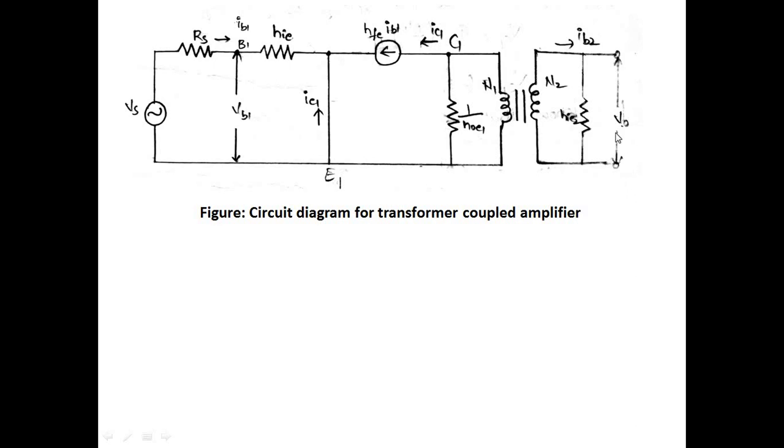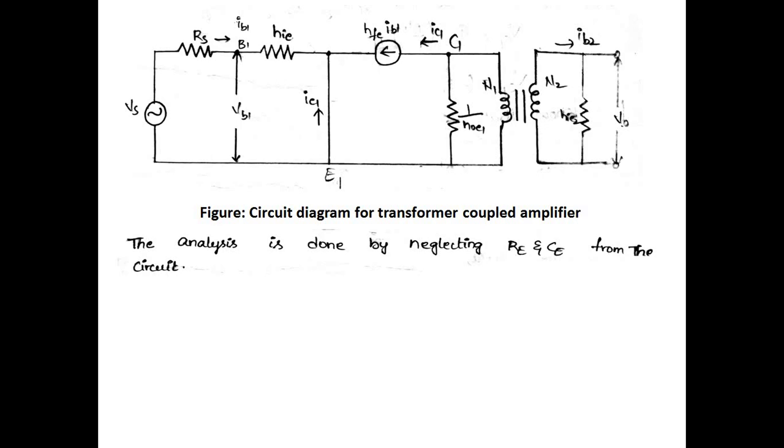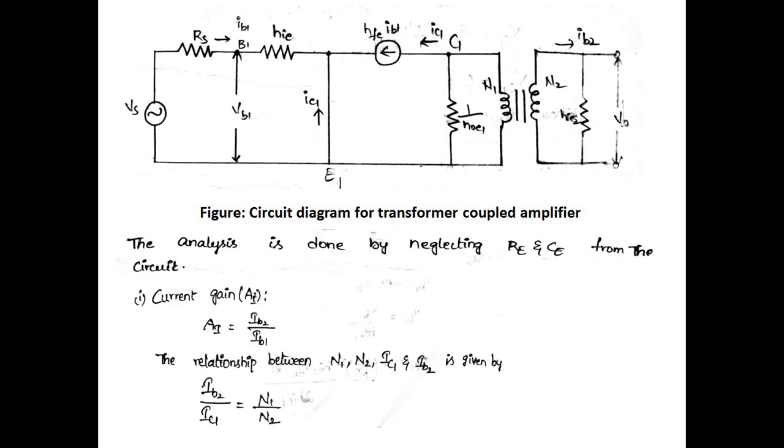Now let us go ahead with the analysis. We are not going to consider RE and CE, only for reducing the complexity of the analysis. We just neglect RE and CE from the circuit. In this analysis we derive both the current gain as well as the voltage gain.